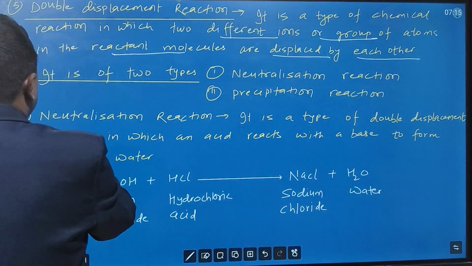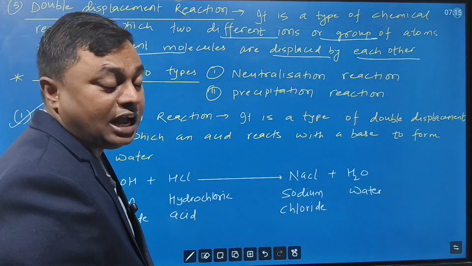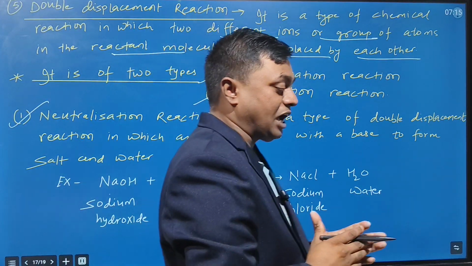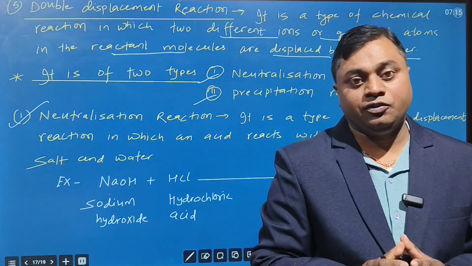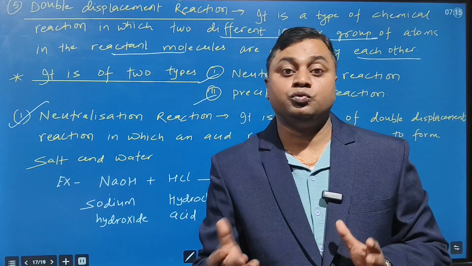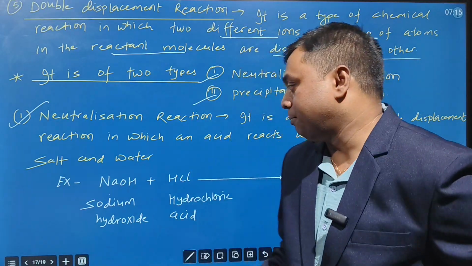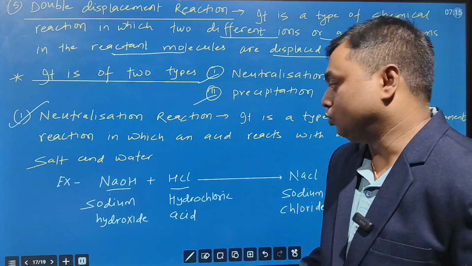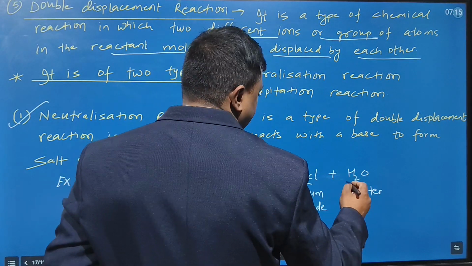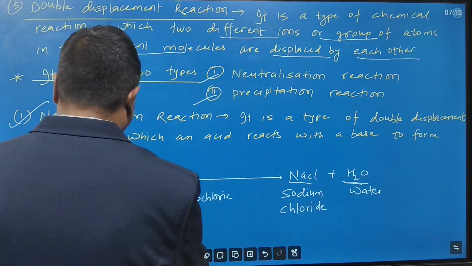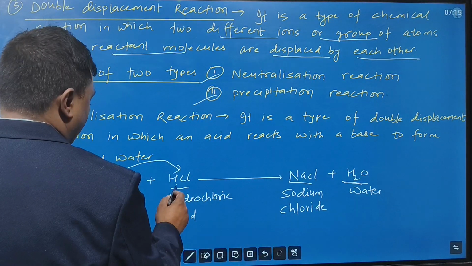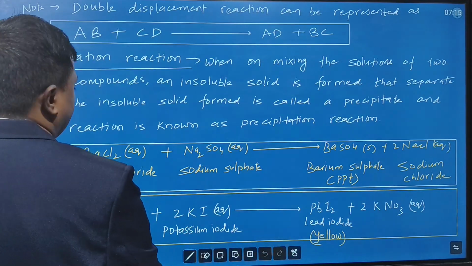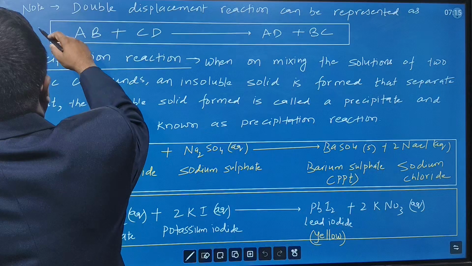Okay, so it is of two types generally: neutralization reaction and precipitation reaction. Okay, when we talk about the neutralization reaction, it is a type of reaction in which an acid reacts with a base to form salt and water. For example, you can see reaction of sodium hydroxide and hydrochloric acid to form NaCl, which is a salt, plus H2O. So what is happening? Na moving here and hydrogen moving here. Yes or no?